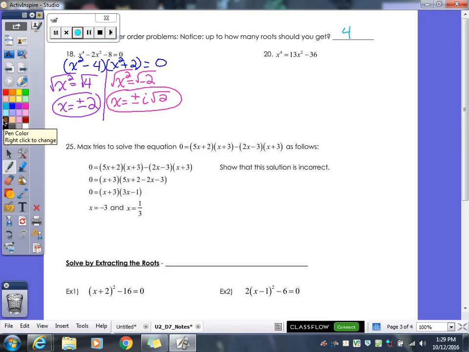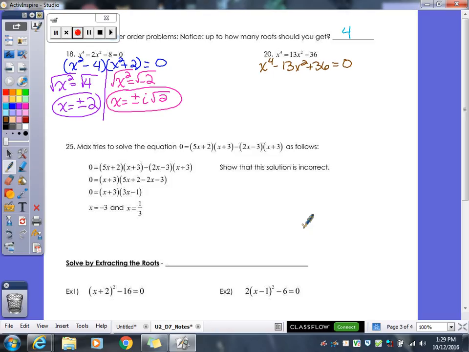All right, then for number 20, what do we have to do first? Subtract our 13x squared, add our 36. So now it's equal to 0. We're in our standard form. We can go ahead and solve it.